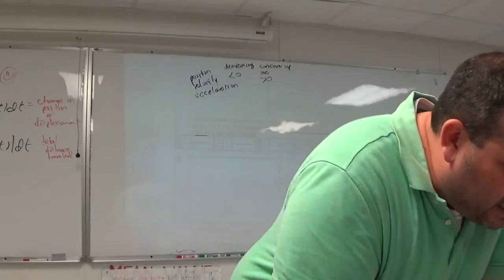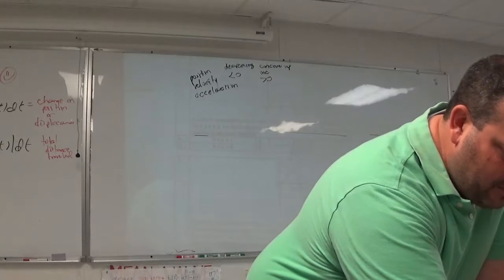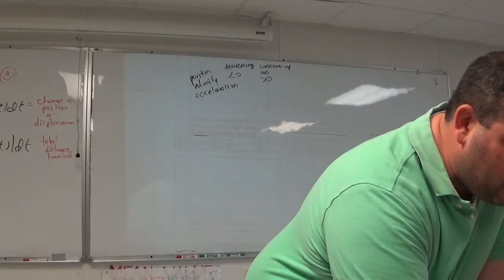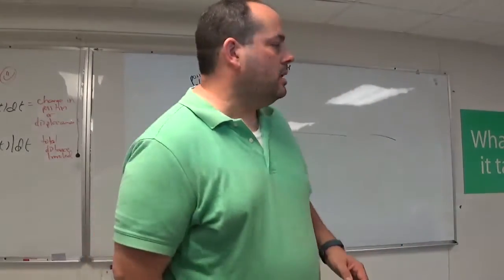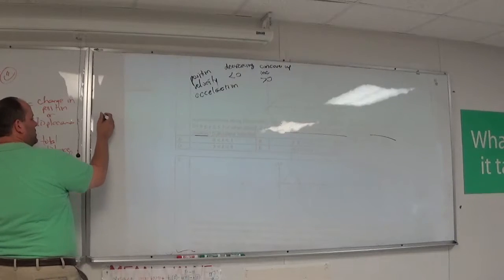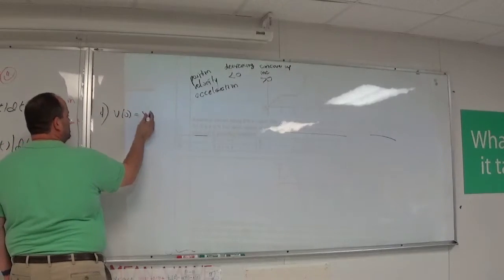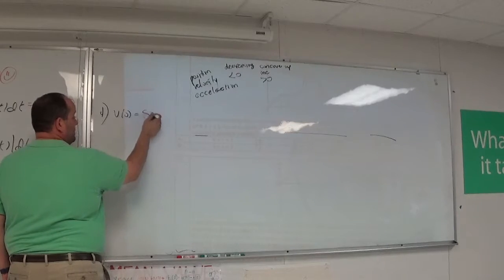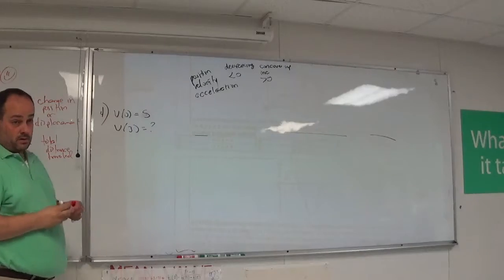So a particle moves along a line so that its acceleration is given by that. So you have an acceleration expression. You know the velocity at time 0, you want the velocity at time 3. For the friends watching at home, this is number 4. They gave you that the velocity at time 0 is 5, and they want the velocity at time 3.